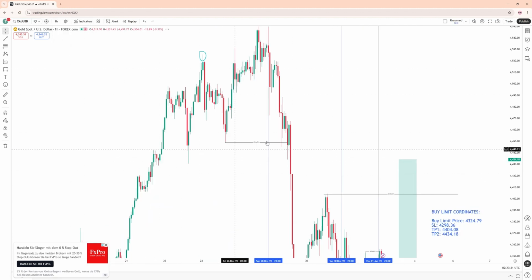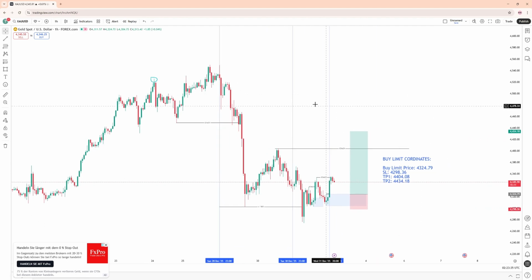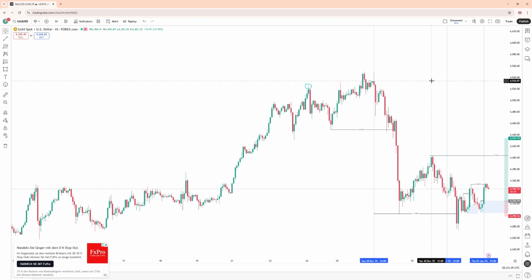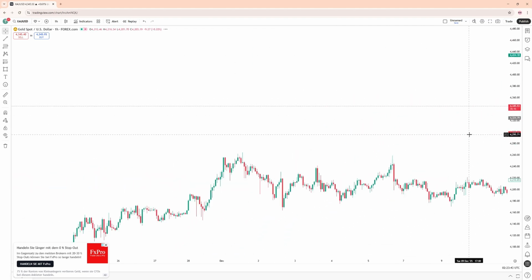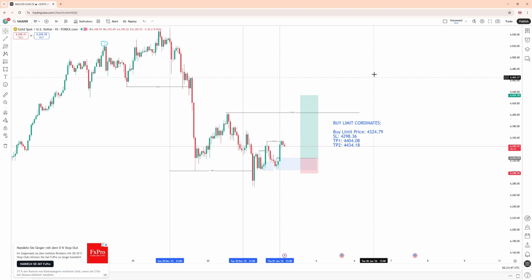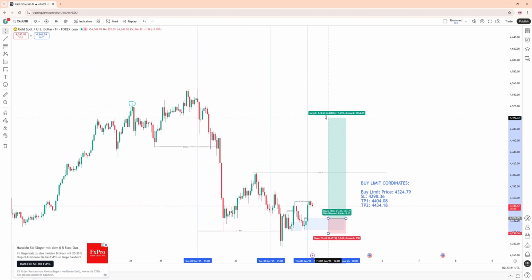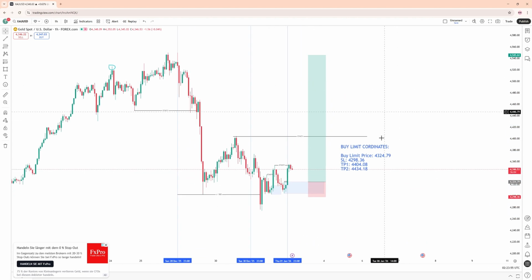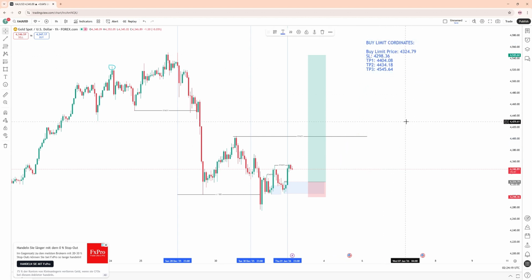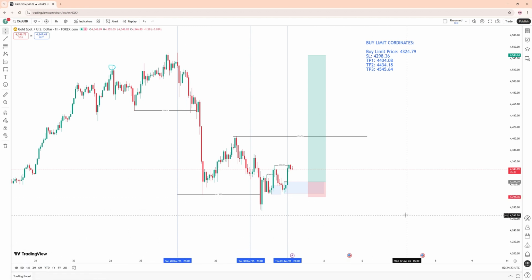As you know, this is a bullish trend. So let me go to 1 hour. Yeah, this is a bullish trend, so we are in line with the overall trend. If we like, we can swing this trade and hold it until our final TP, which is TP3, at 4,545.64. So guys, this is a buy limit coordinate for gold.